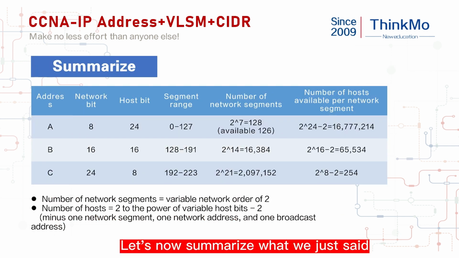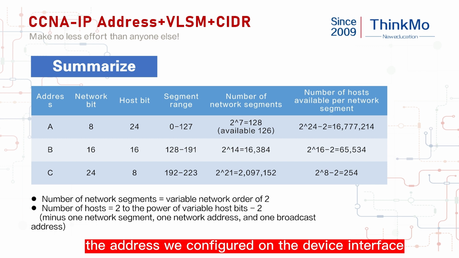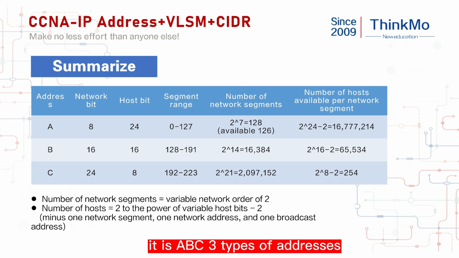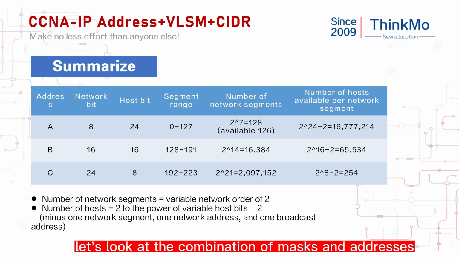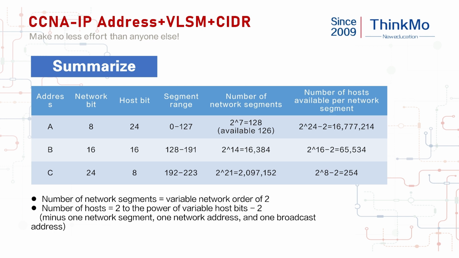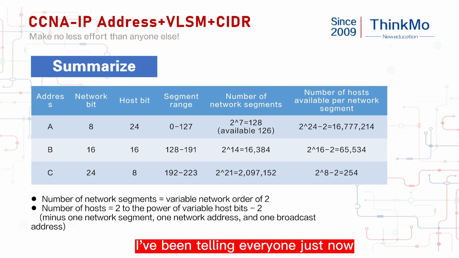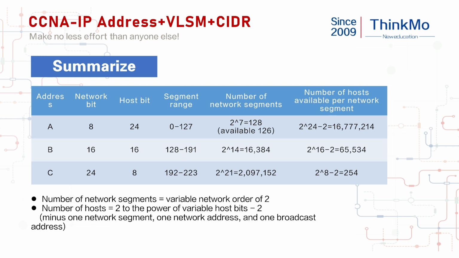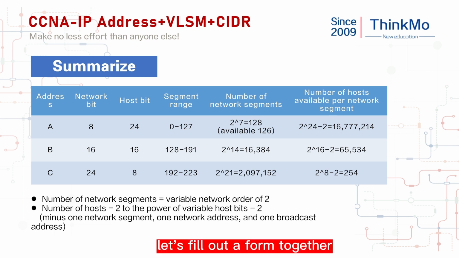Let's now summarize what we just said. The addresses we configure on the device interface are in fact ABC, 3 types of addresses. Let's look at the combination of masks and addresses. Different address ranges, that is, Class A, Class B and Class C. Their network range, I've been telling everyone just now. The Class A network segment is larger. The network segment of Class C is smaller. Then there are fewer addresses that can be allocated. Okay. Let's fill out a form together.